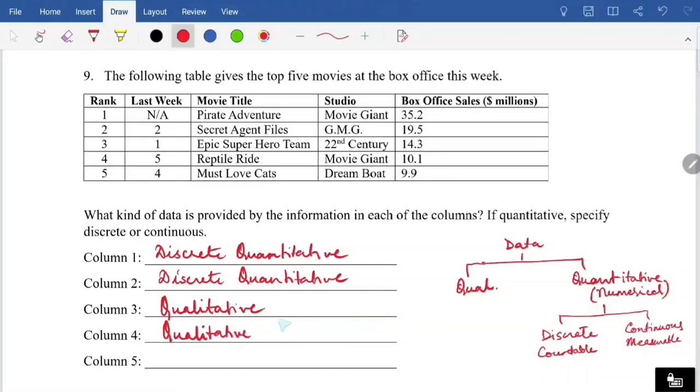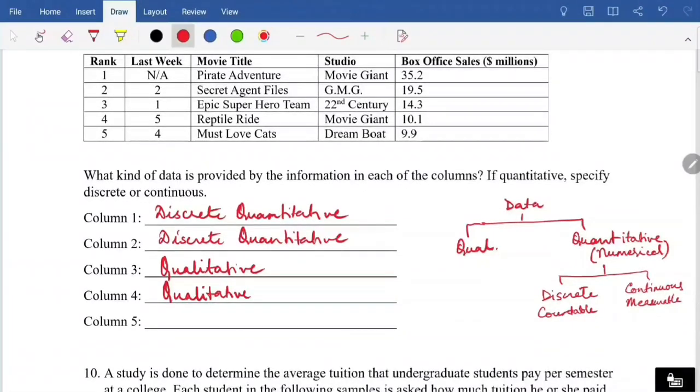Qualitative. And then column 5 is box office sales, millions of dollars. Now this is a little bit tricky, although we see decimals here. Just try to think a little bit. What do we do with money? Do we count money or do we measure money?